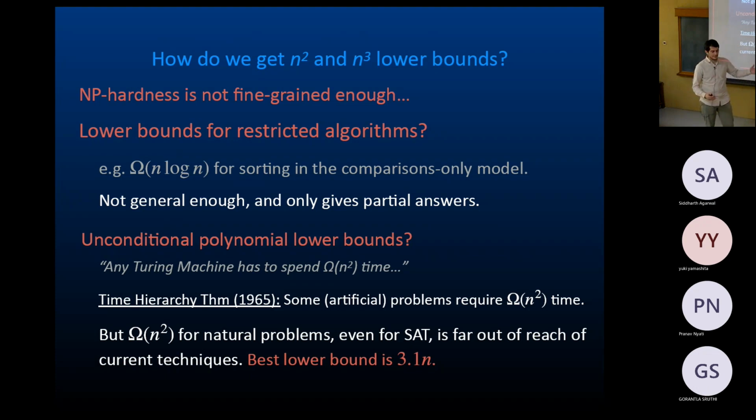Hopefully it will be done, but if you want to know the answers now, it seems we need to take a different approach. There's this time hierarchy theorem from complexity that tells us there are problems that require n squared time, but you typically prove those with diagonalization, so the problems you get are artificial. We want results for natural problems that we actually want to solve.